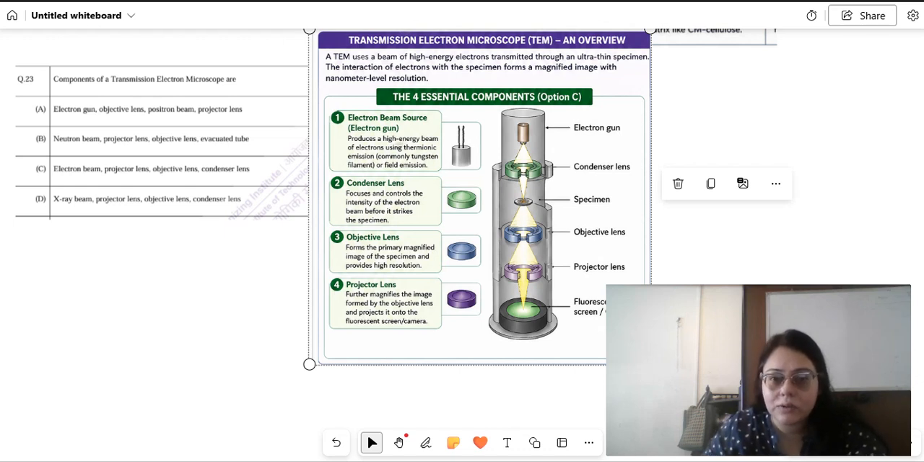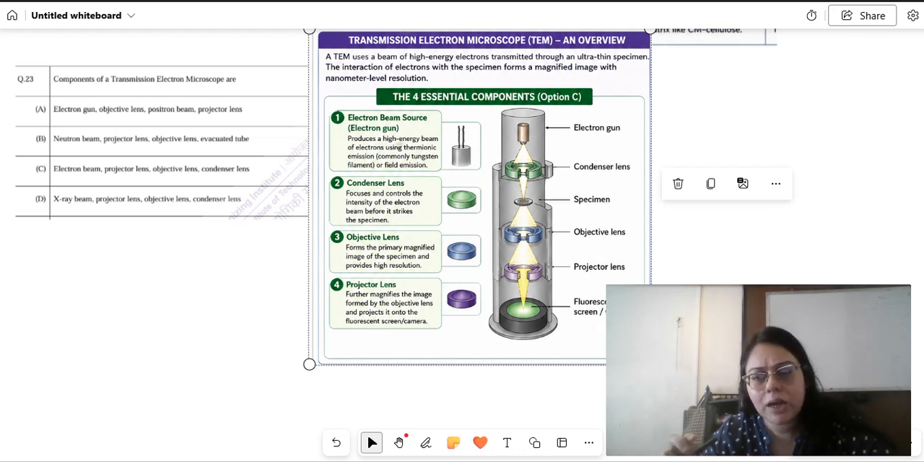Here you can see a diagram of the transmission electron microscope. What is the function or mechanism of the TEM? There are two types of electron microscope: the scanning electron microscope and the transmission electron microscope. Scanning electron is for the morphological features, and transmission is for the internal structure, the internal organelles of a cell. The TEM uses high energy electrons. The source is not light, it is electron energy that is transmitted through an ultra thin specimen. It can be a tissue or a layer of cells.